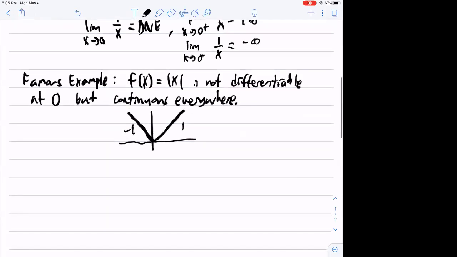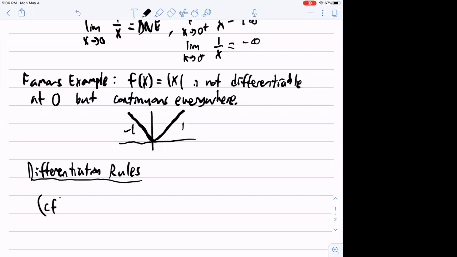Okay, and obviously we have the differentiation rules. So we have, for example, (cf) prime at a is c times f prime at a. So when you take derivatives, we don't really care about constants. You can just factor it out.